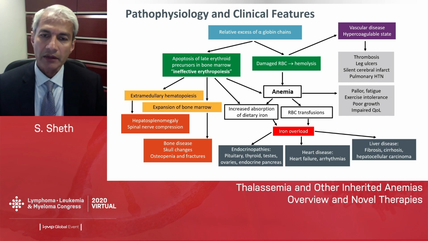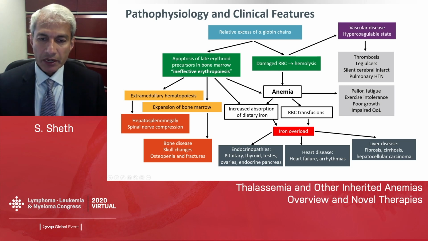of the massive hyperplasia of the bone marrow itself. There's damage to the RBCs. Hemolysis results because of that. And the central complication is anemia as a result of the ineffective erythropoiesis as well as the hemolysis.